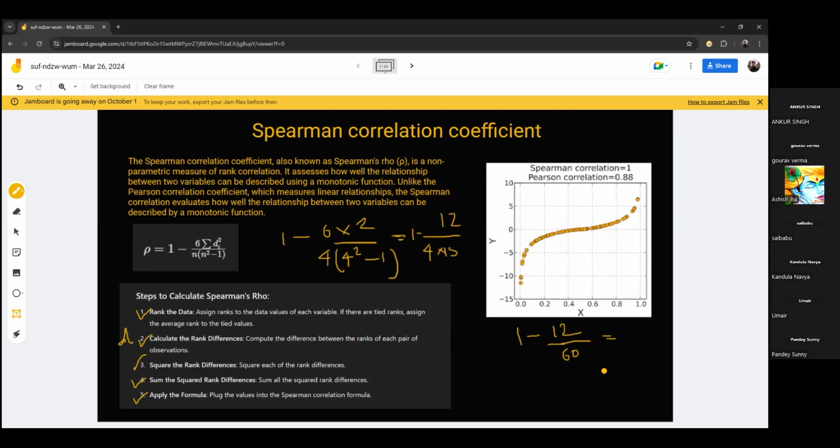0.8, okay. So it is related, we can say 0.8 is a good value. So you can say it's a positive relation, right? 0.8. So this is how we figure out the Spearman correlation.